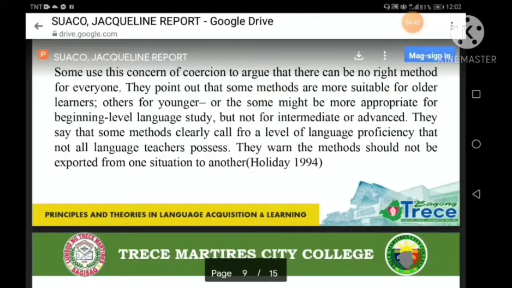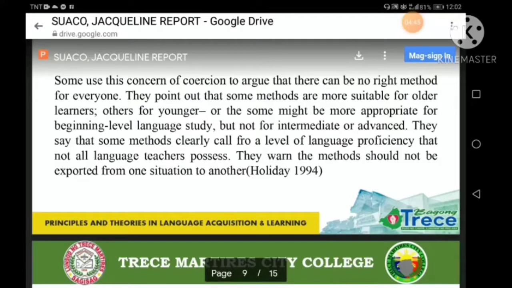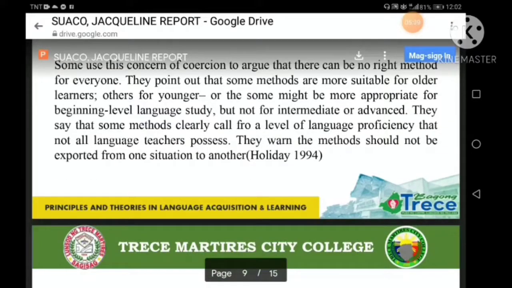Next is some use this concern of coercion to argue that there can be no right method for everyone. They point out that some methods are more suitable for older learners, others for younger, or some might be more appropriate for beginning level language study, but not for intermediate or advanced. They say that some methods clearly call for a level of language proficiency that not all language teachers possess. They warn the method should not be exported from one situation to another, by Holliday, 1994.